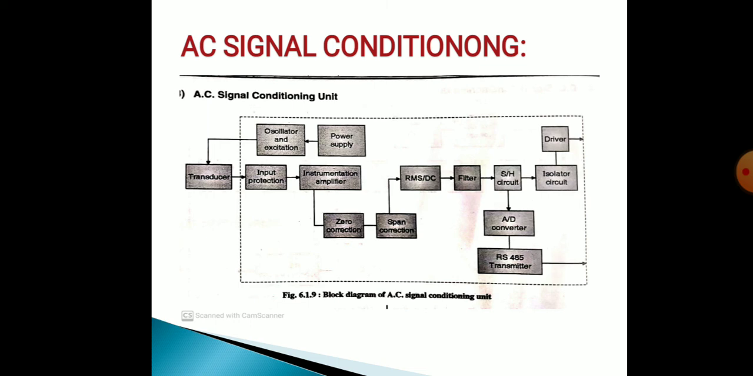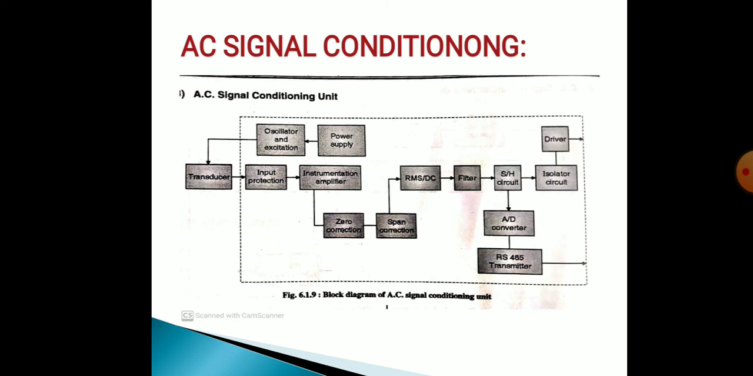Driver block. It amplifies the signal and does V to I conversion for transmission. A to D converter. It converts analog signal to digital signal. RS-485 communication. For transmitting the digital signal over a two-wire system to the receiving unit, this block is used.